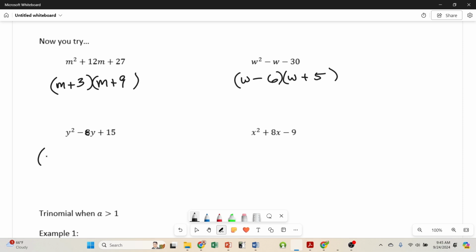Over here, I've got y and y. It's plus with a minus here, so these are both minus. The factors of 15 that add up to 8 would be 3 and 5. Then over here, again, I have minus with plus, so I'm going to put plus here and minus. The factors of 9 that are 8 apart, well, that would be 9 and 1.